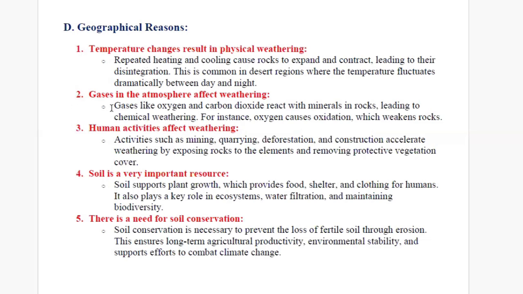Number two, gases in the atmosphere affect weathering. Gases like oxygen and carbon dioxide react with minerals in rocks, leading to chemical weathering. For instance, oxygen causes oxidation, which weakens rocks, like rusting. Number three, human activities affect weathering. Activities such as mining, quarrying, deforestation, and construction accelerate weathering by exposing rocks to the elements and removing protective vegetation cover.